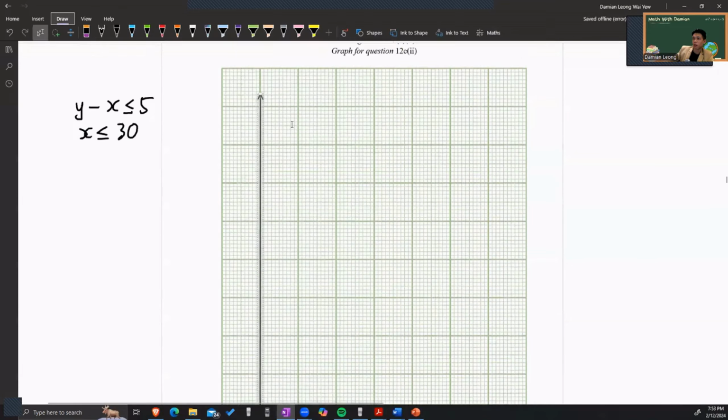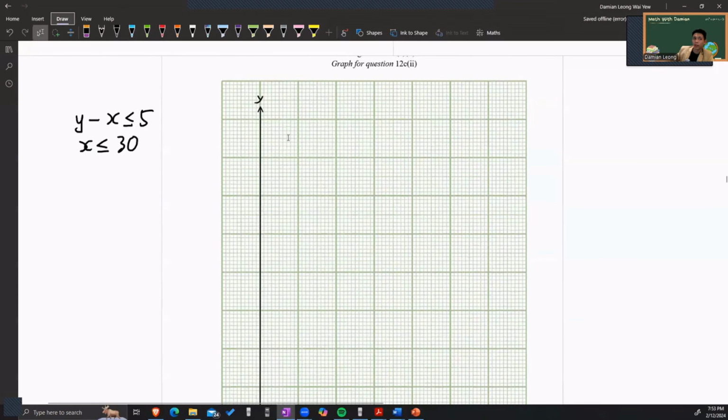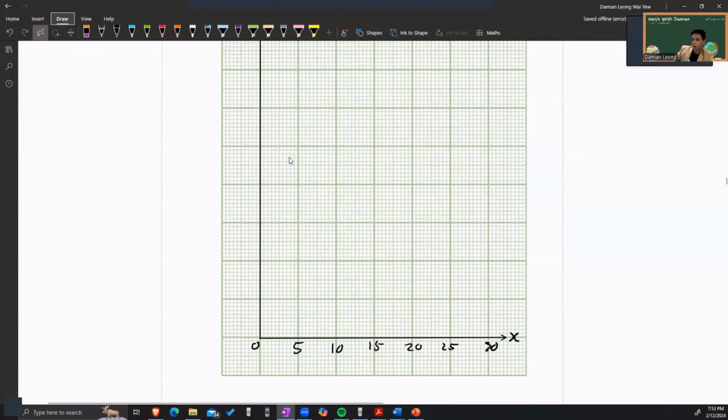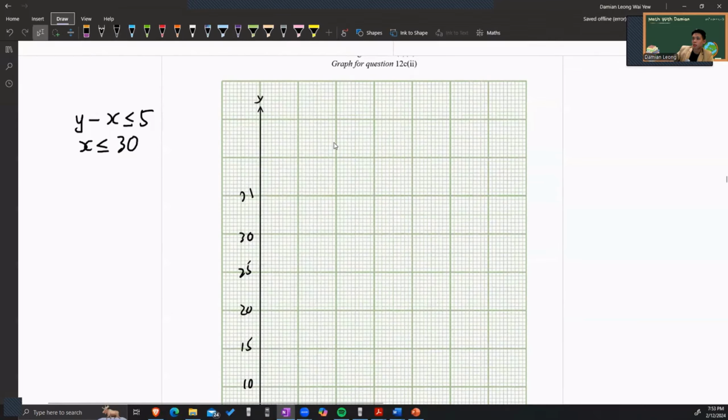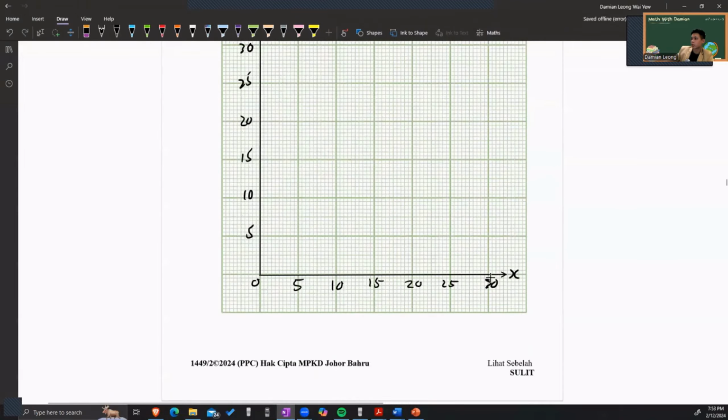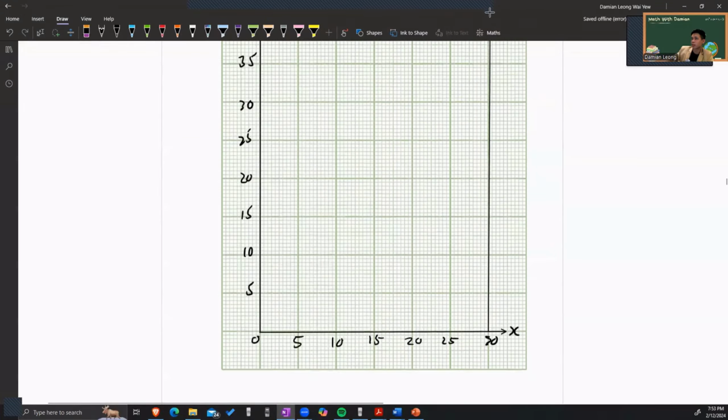Then for the y, 5, 10, 15, 20, 25, 30, 35, 40, 45. Now, x less than or equal to 30. x equals 30 means it's a vertical line here where x is 30.